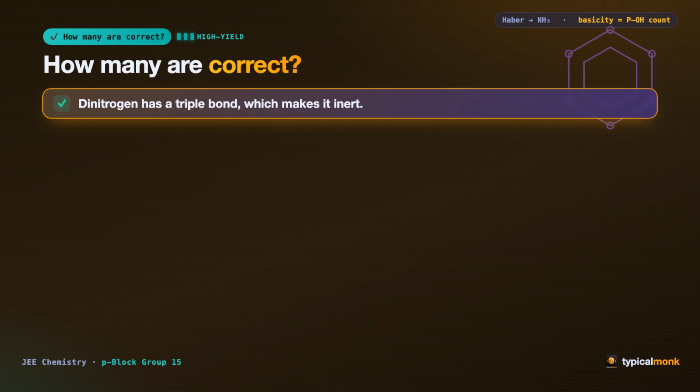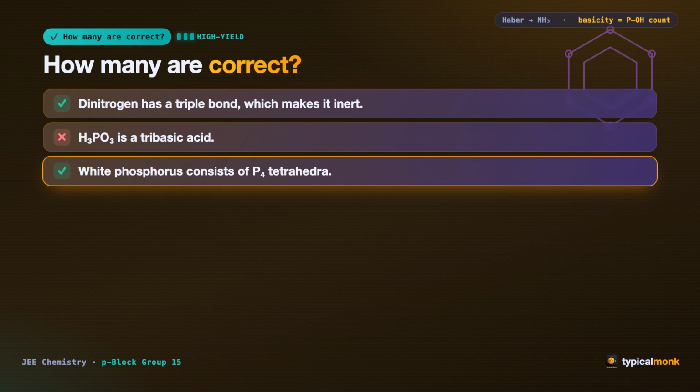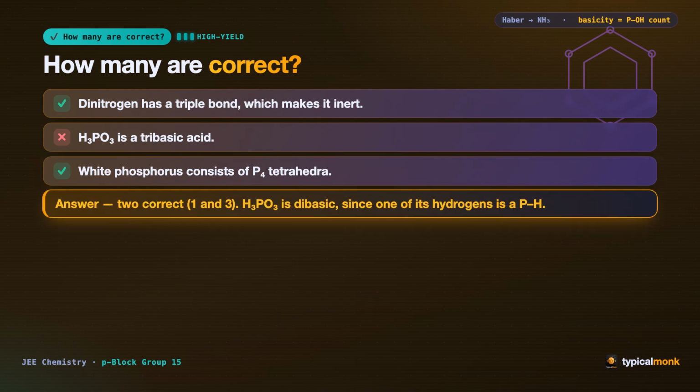Now, how many of these 3 statements are correct? 1. Dinitrogen has a triple bond, which makes it inert. That is correct. 2. Phosphorus acid, H3PO3, is a tribasic acid. That is wrong. It is dibasic. 3. White phosphorus consists of P4 tetrahedra. That is correct. So the answer is 2 are correct, statements 1 and 3. The trap is statement 2: phosphorus acid is dibasic since one of its hydrogens is a PH.